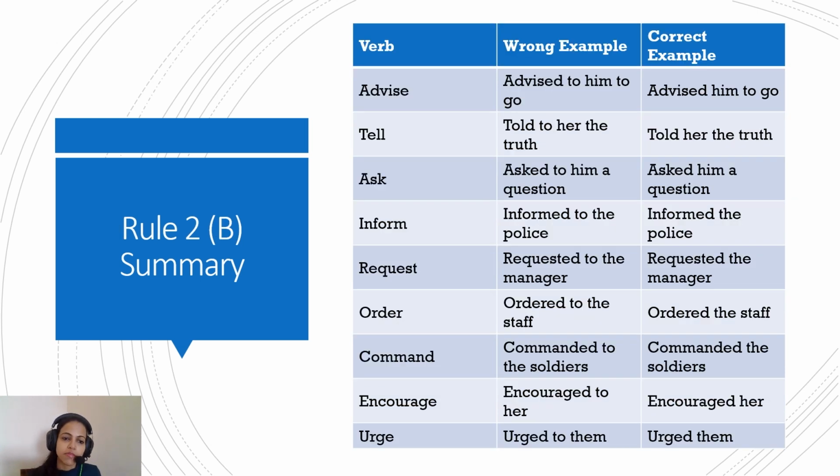Okay. Now, the second part, the communicative words, that is advise. You do not advise to him to go, you advise him to go. Tell or told, depends on the form. Told to her is wrong. You told her the truth. Ask, asked to him is wrong. Asked him a question. Similarly, inform. Inform itself is giving a sense of people involved, that I informed the police means that I have told the police. There is no need of to establish the connection between me and police.